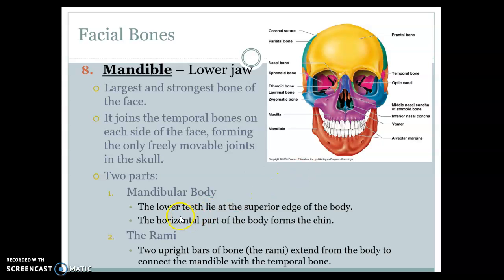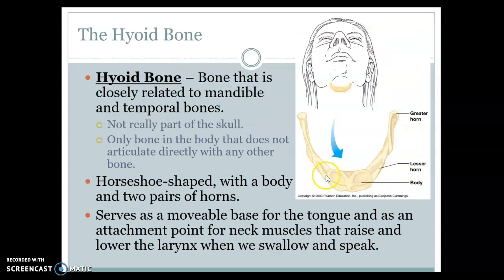So the mandibular body is the lower part where the teeth lie down here, and then the rami, or ramus is one of them, rami is both. That's the angle over there, and you can feel that on your jaw, that comes off the end of the mandible there.